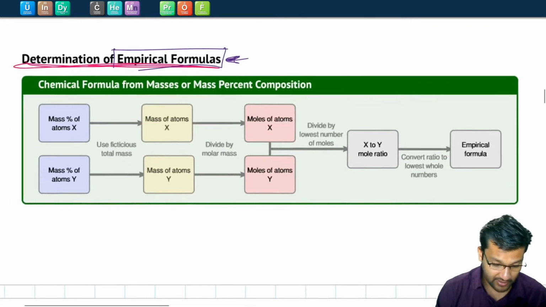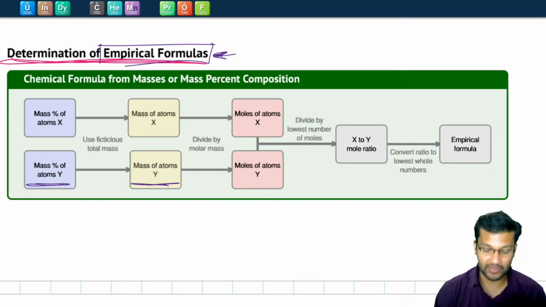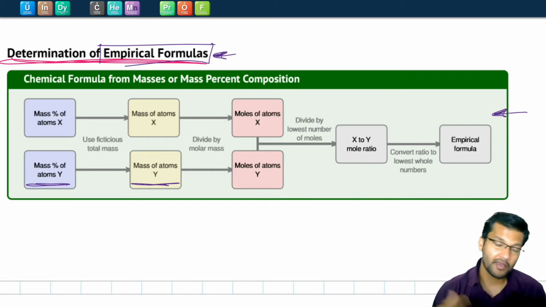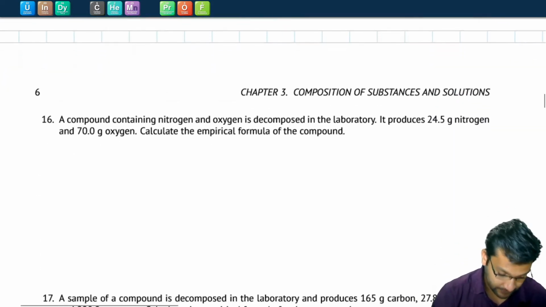This little chart here is to help you do the math, whether you're starting from the percent mass composition or just the mass of the atoms, how to get the moles and then the mole ratios and then the empirical formulas, and it will come in very useful for you to help solve the following problems. But let's get into an example of one of them. Let's look at number 16.